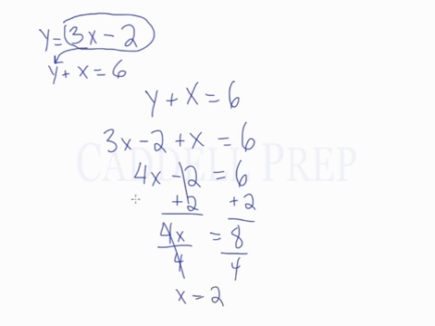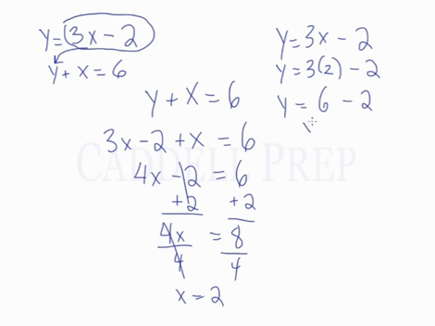Now just plug this into one of the equations and solve for y. Let's use the top equation. So x is 2, so we have y equals 3 times 2 minus 2. Y equals 6 minus 2, so y equals 4. So our solution would be 2, 4. And since we used the top equation to solve for x, we use the bottom equation to check it.